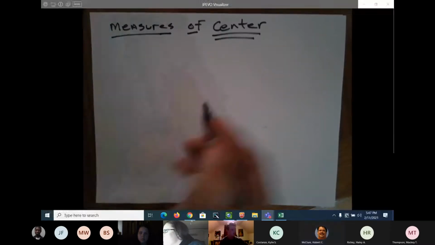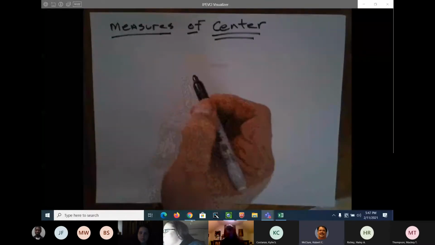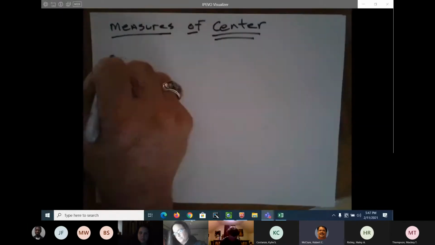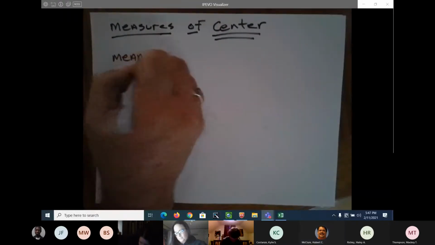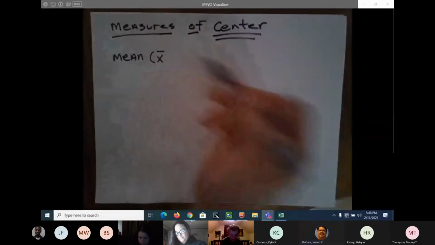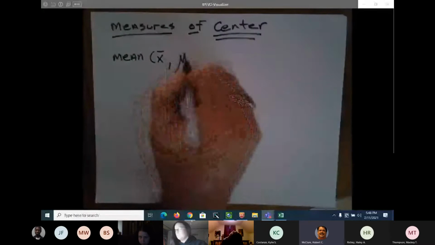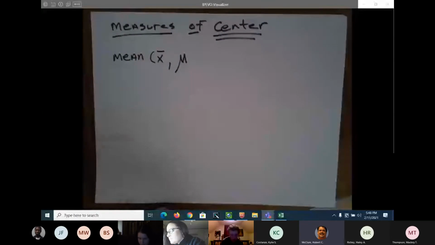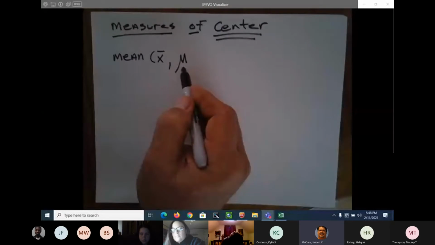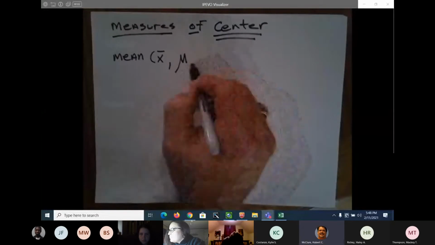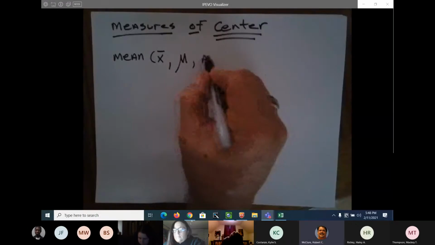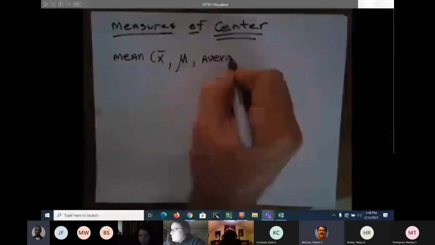Okay. So measures of center basically is the mean, which is also called X bar, which is also called mu. If you're talking about the sample, it's X bar. If you're talking about the population, it's mu. What else is the mean called? Starts with an A. Average. The average, Hubert. That's right, class.